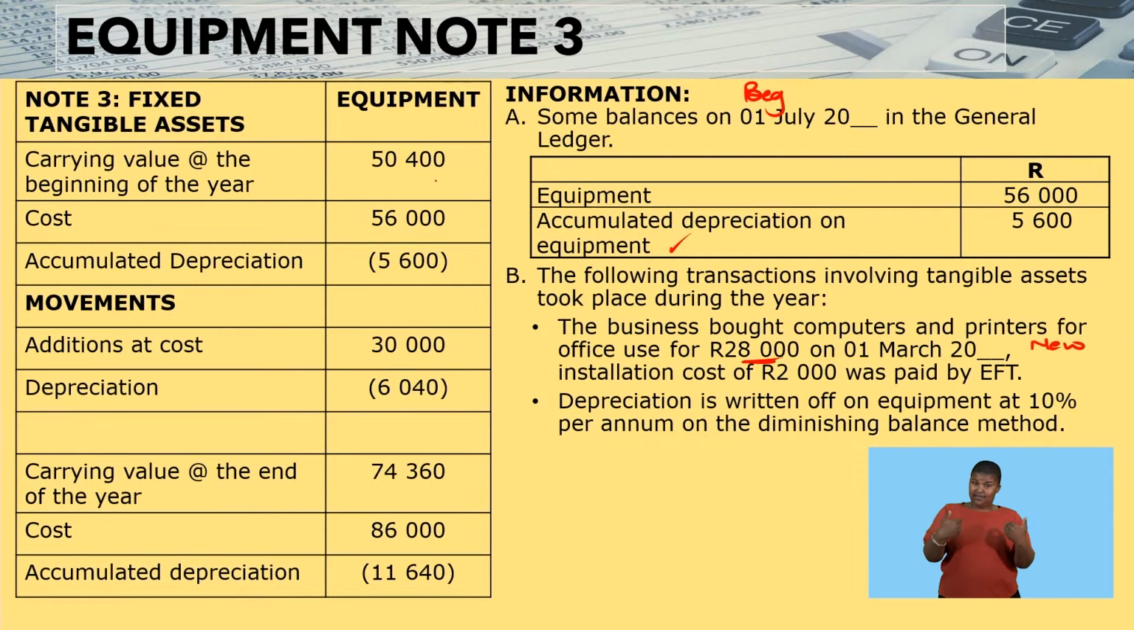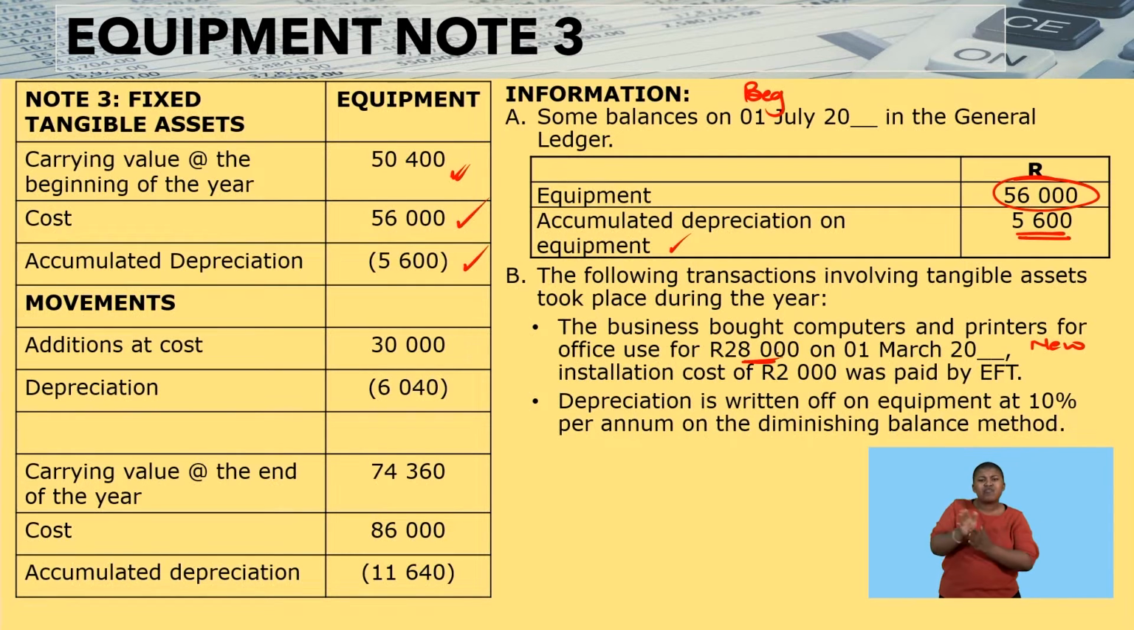At the beginning, we had 56,000 worth of equipment. There it is. And our accumulated depreciation was 5,600. There it is. You have to remember that accumulated depreciation is subtracted from your cost to get your carrying value. So you say 56 minus 5.6 to get 50,400.